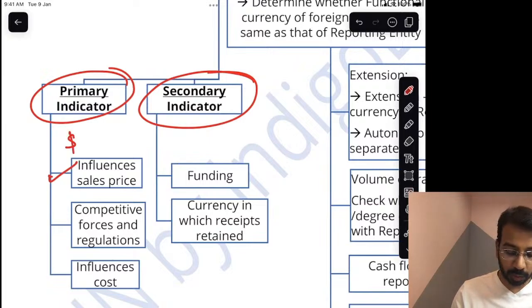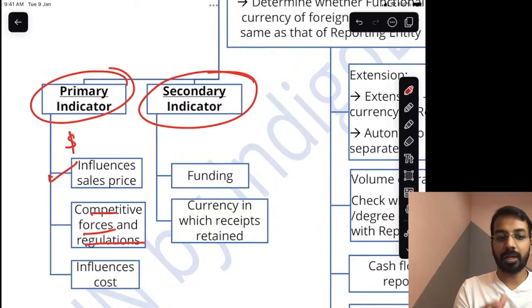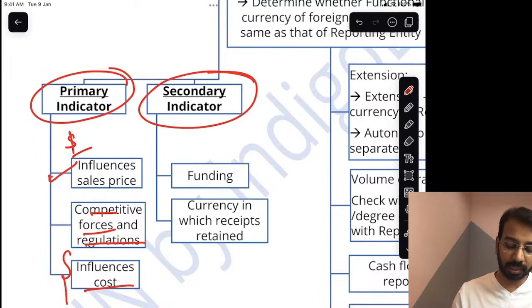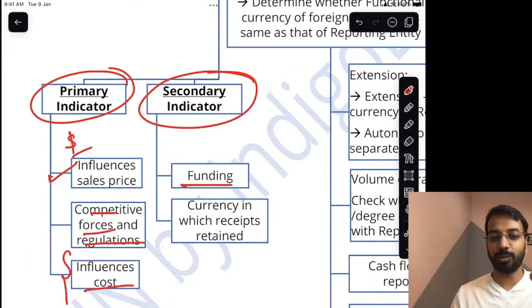Based on competition and regulations: if you look at the competition, most of my competitors are based out of the US, and most of my competitive decisions are based on US dollars, then the dollar can be the functional currency. It influences my cost. I incur expenditure in dollars, so in that case also it becomes my functional currency. Then I raise funding in US dollars, then the dollar can become my functional currency. I'm using the dollar just as an example so that you can relate to it and write it in the examination.